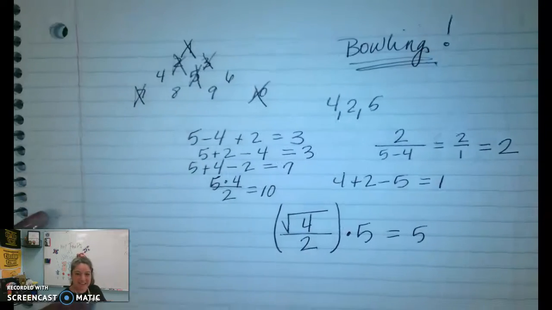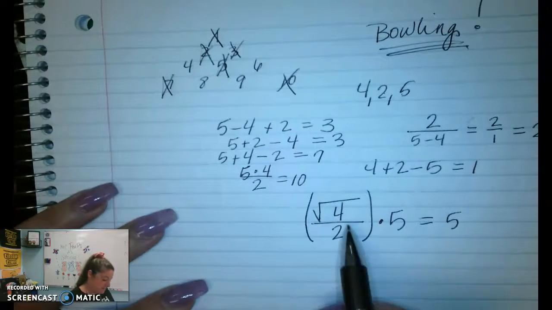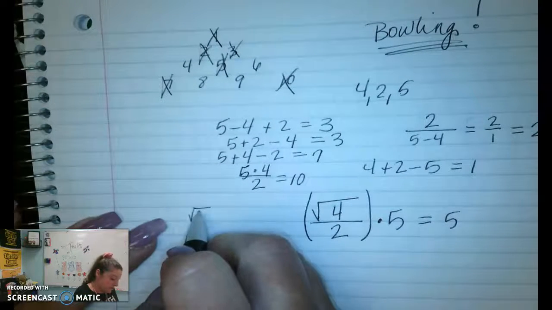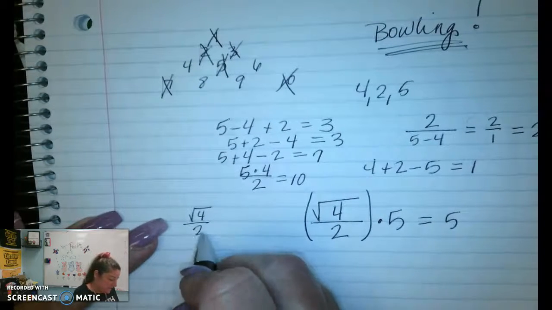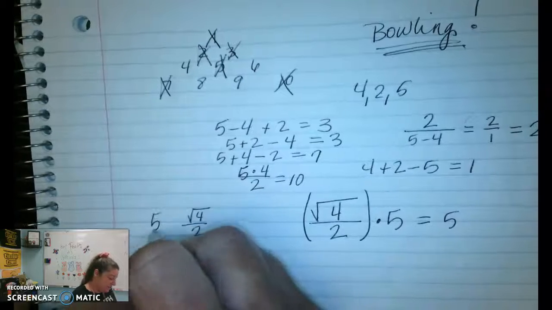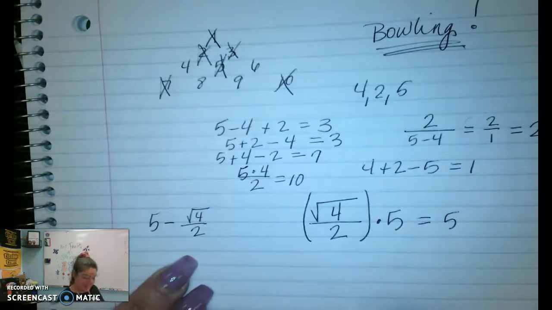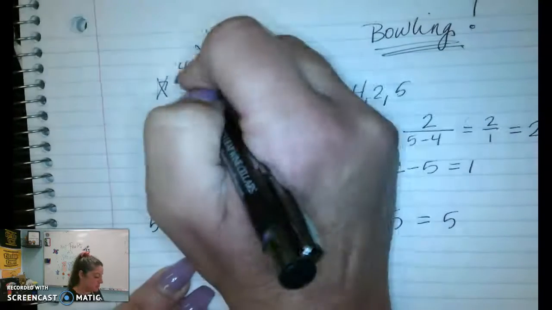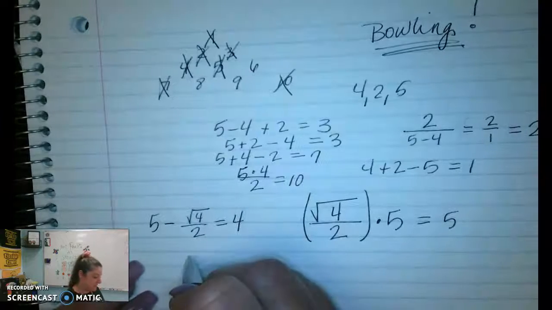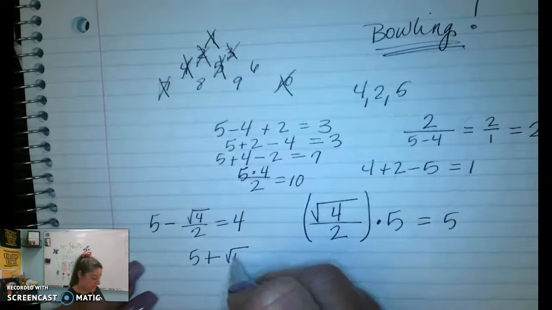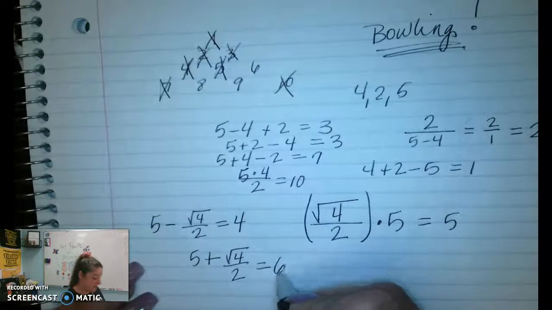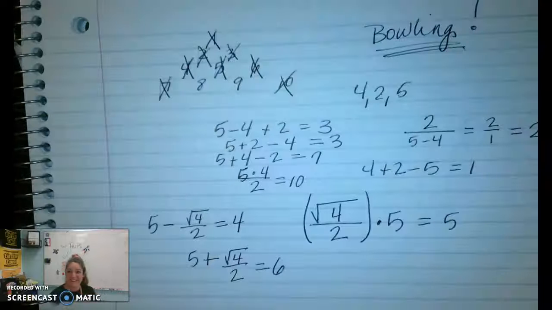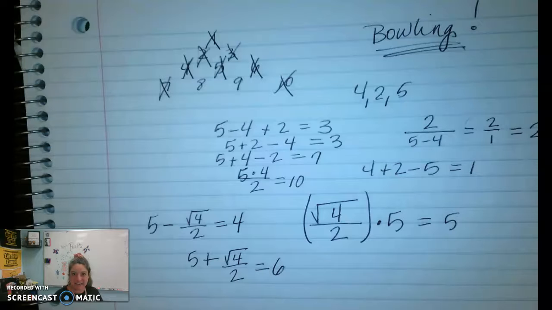See how that worked? I can actually get a couple more of them by using this. So the square root of 4 is 2, divided by 2 is 1, and if I do 5 minus that, so 5 minus 1, that's my 4 pin. If I did 5 plus that, so 5 plus that 1, I'm going to knock my 6 pin down. All right, let's see. How are we going to get an 8 and a 9?